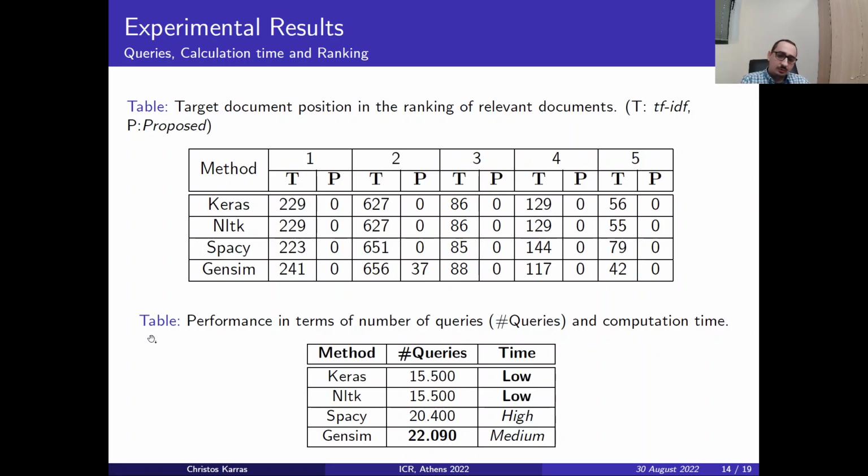And in the next table we have the performance in terms of number of queries and the computation time required to perform so. The Keras library created 15,000 queries in low time, meaning up to 5 minutes. The NLTK library produced the same number of queries in low time as well, so less than 5 minutes. The Spacy library produced 20,000 queries in high time, meaning that it required more than 20 minutes. And the Gensim library was the best as per queries with 22,000 queries in medium time, which we refer to as up to 15 minutes.